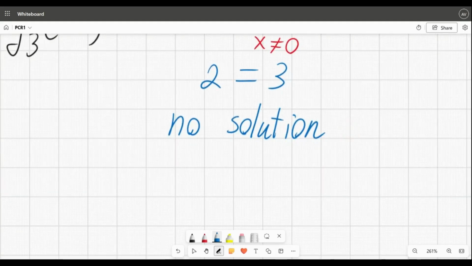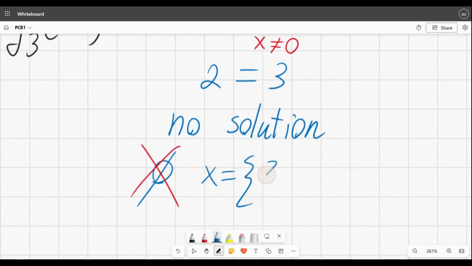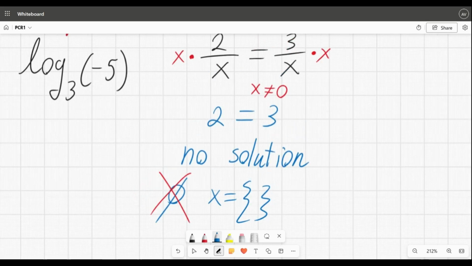I think some teachers say leaving it blank is okay or something, but no, please don't do that. You can write no solution. You can also write an empty set, because you don't have any solutions, so your set of solutions is empty. I prefer writing no solution. It's 2 English words, but it's fine.